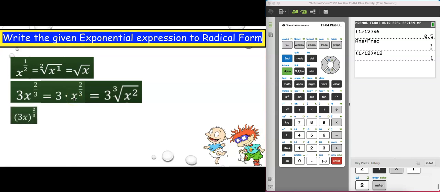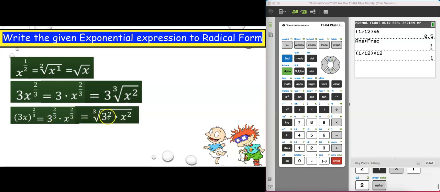Let's look at another problem. In this problem, you'll notice that the 2/3 is affecting both the 3 and the x. So what do you think that means? The 3 and the x both get the exponent, because it's almost like a power to a power. Remember, you multiply, so the exponent here is 1. They're both raised to the 2/3 power. So what does that look like?